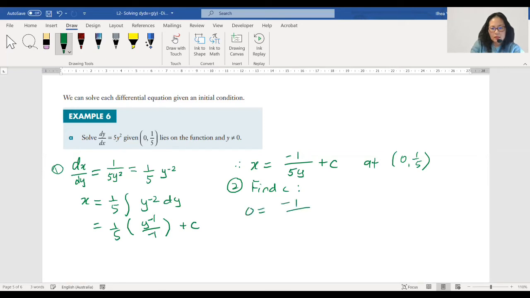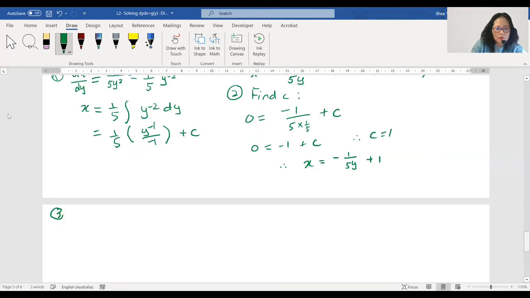Y is 5 times 1 over 5 plus c equals minus 1 plus c. C equals 1. Therefore, x equals minus 1 over 5y plus 1. Okay, now after this, we need to convert this one to making y the subject. Okay, make y the subject.